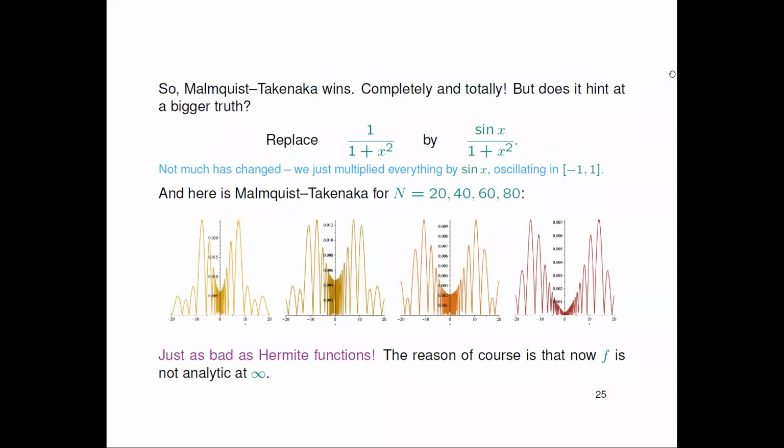However, you look at it and say, wonderful, Malmquist-Takenaka is a winner. So let us make a small exercise. Replace 1 over 1 plus x squared by sine x over 1 plus x squared. Now, what can go wrong? Sine x is an entire function. Not only is it an entire function, but on the real line, it is always bounded by 1 in absolute value. What can go wrong?